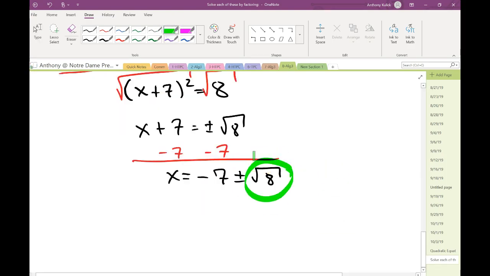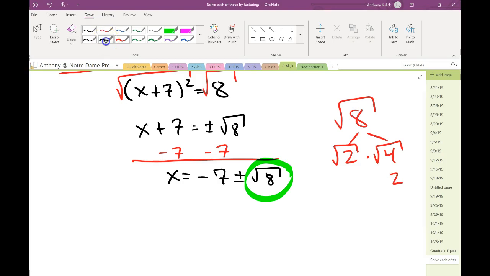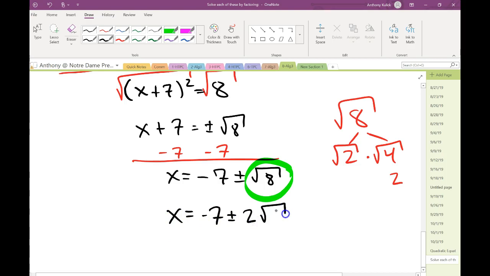If I look at the square root of 8, that can be simplified a little bit more. If I remember, 8 is the same thing as 2 times 4. So the square root of 8 is the same as the square root of 2 times the square root of 4. And what's the square root of 4? Just 2. So a better way I could write this would be negative 7 plus or minus 2 times the square root of 2. Now going from here to here on a test or whatever would be extra credit.